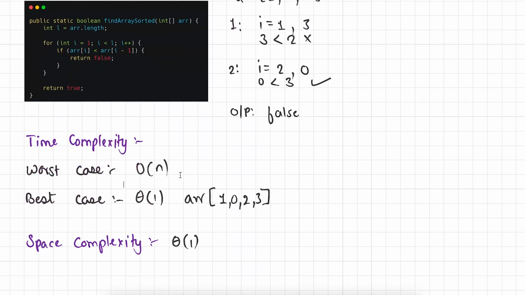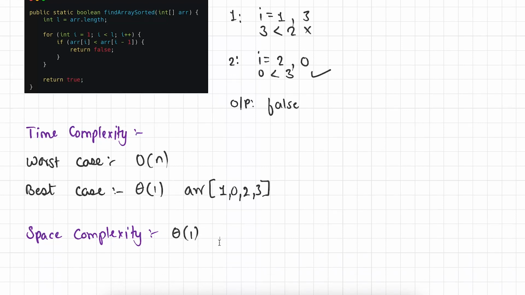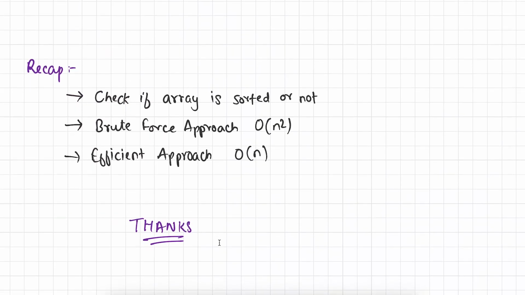And what about space complexity? We know that we are not using any extra space other than the variables. So the space complexity of this function is going to be theta of 1. It means we are using constant space and big O of n time to solve this problem efficiently. Okay, so far so clear.